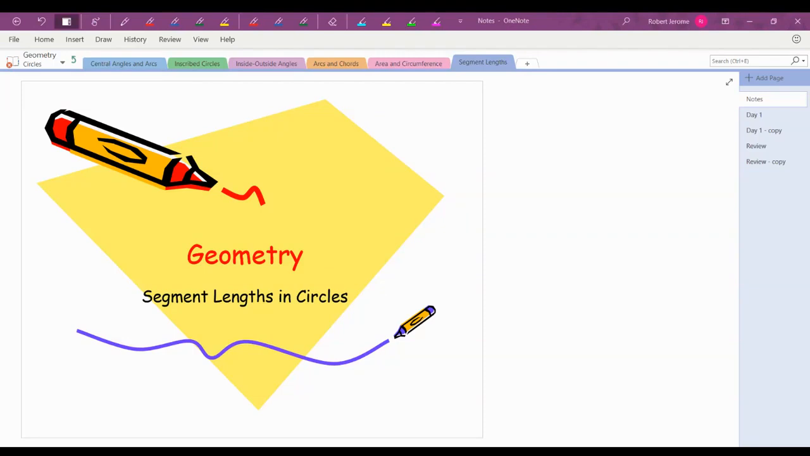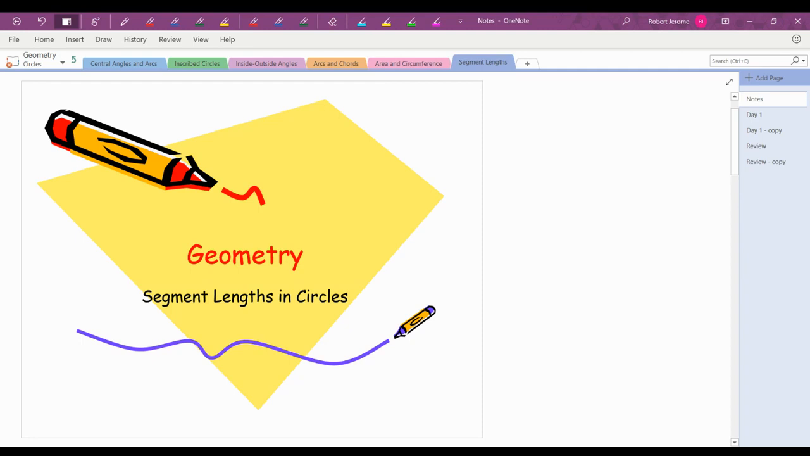All right, guys, so we are going to pick up with the next section, segment lengths in circles. And we'll go through the notes and a couple quick examples. The nice thing here is that there's only three different kinds of questions. So if you recognize which question, match that with the notes page, very easy to process. So we're talking about the length of different kinds of segments in circles.